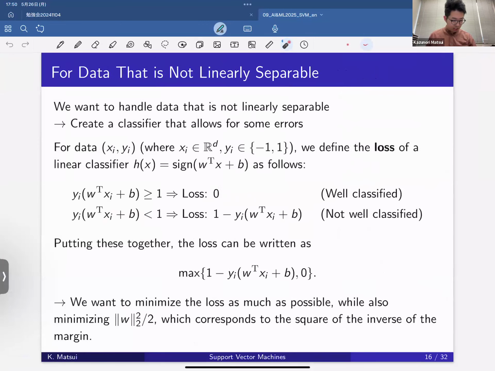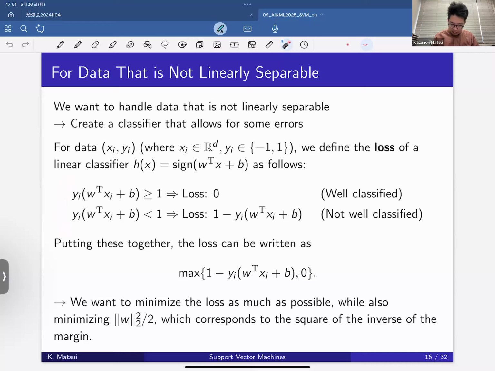Now, we have been talking about linearly separable cases so far, but let's discuss how to handle linearly non-separable data. In that case, we create a classifier that can tolerate some errors. So let's do some preparation. Given data and a linear classifier that doesn't separate well, we define its loss as follows.